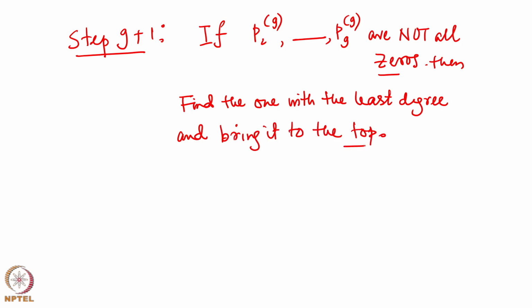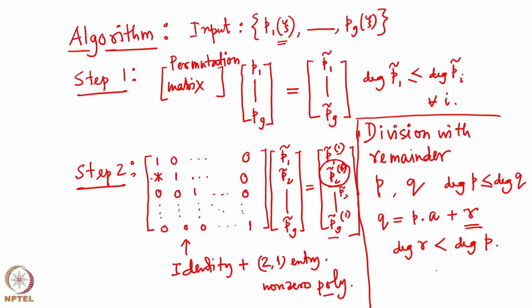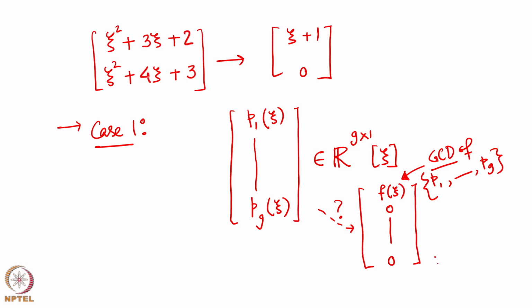You see, if all these polynomials were 0, then I would actually have achieved my goal. I would have had a series of pre-multiplications by unimodular matrices, so that the result is just a non-zero polynomial and all zeros. Remember, this is the structure that I wanted to achieve.